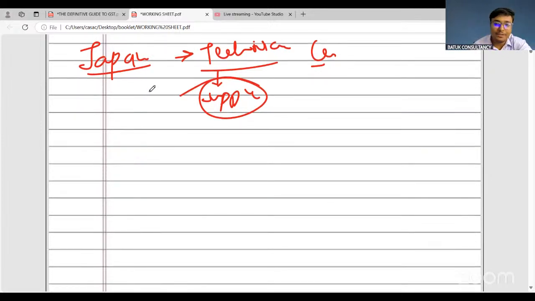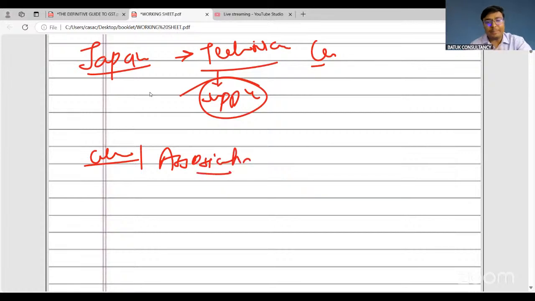Japan technology example is okay related to import of service. Now one more important thing: suppose any club, any association, multiple clubs, multiple associations are there, and they are charging membership fees from their members. If any club or association charges any type of membership fees from the members, in that case, yes, the same will be treated as supply and GST will be applicable.